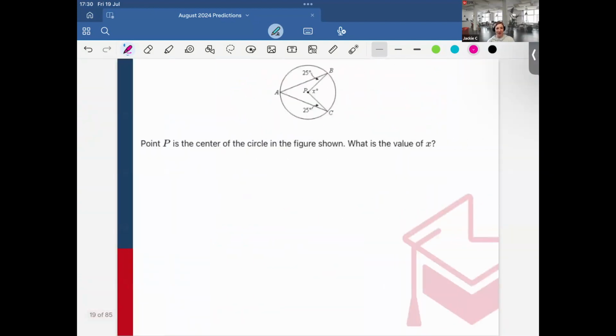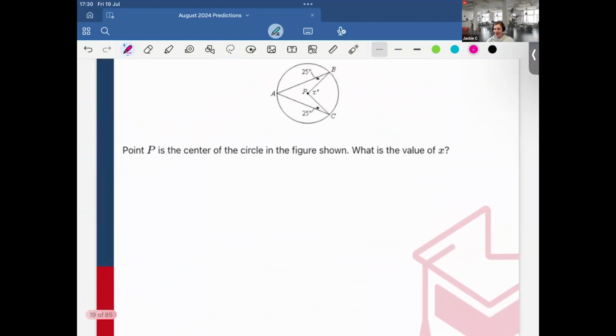Just to show another way in how it's been tested on the exam, could be on yours, who knows? So point P is the center of the circle in the figure shown. What is the value of X? So here I'm given opposite information. Now I should try to find what the center angle is. No problem. So just like I did before, these were the inscribed angles. I can see here too that this is being cut from BC, and this angle here is also being cut from the same arc, BC.